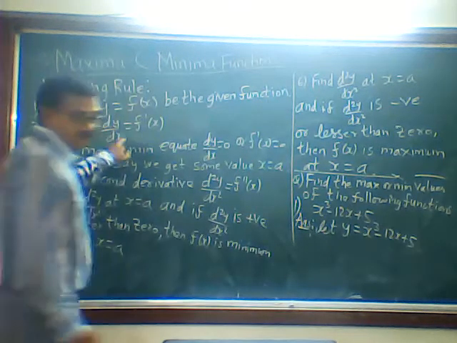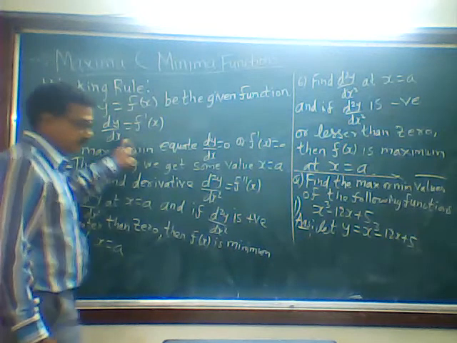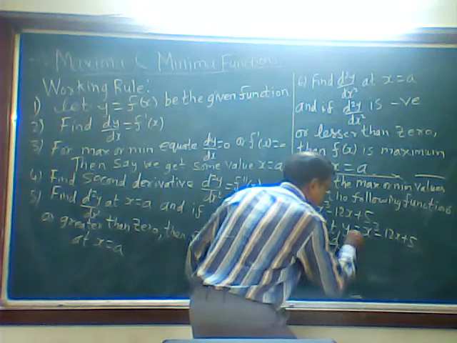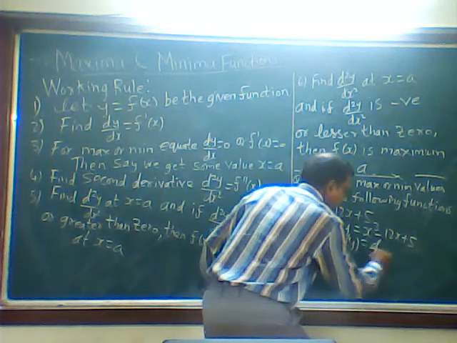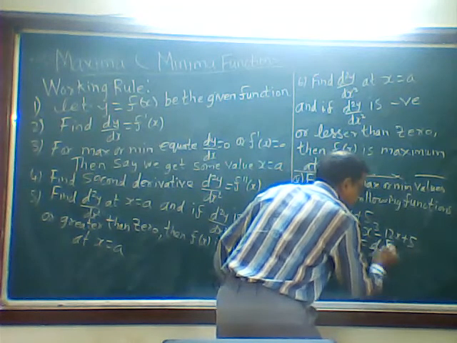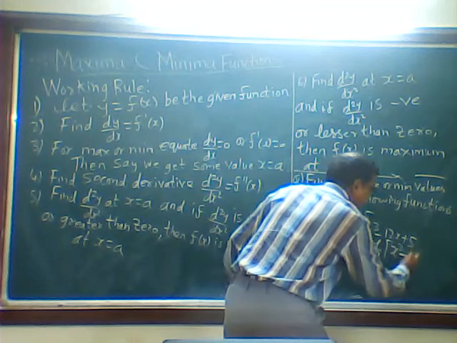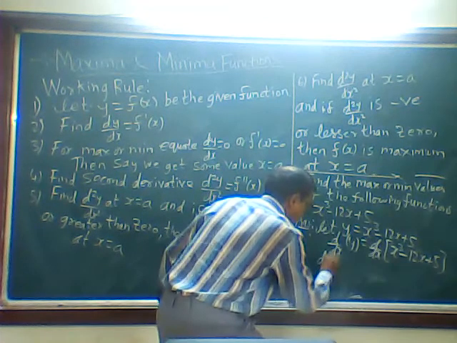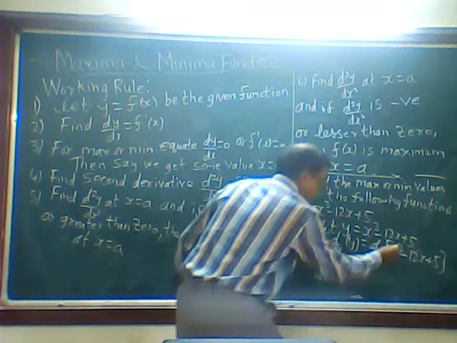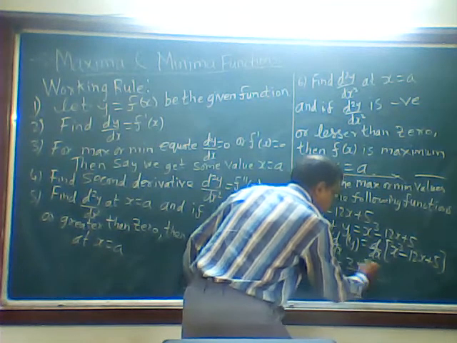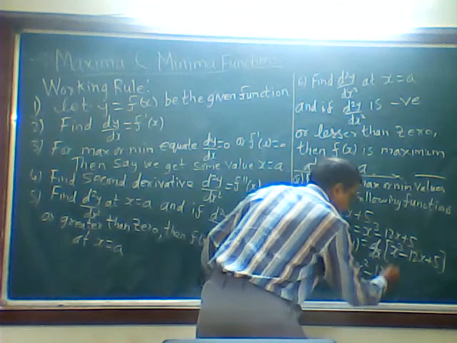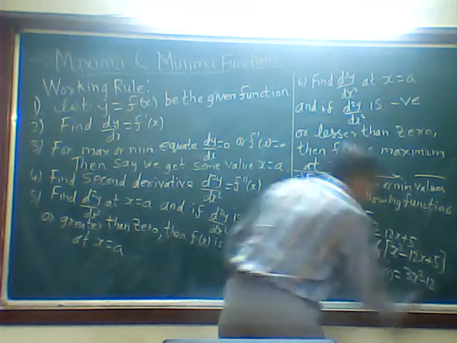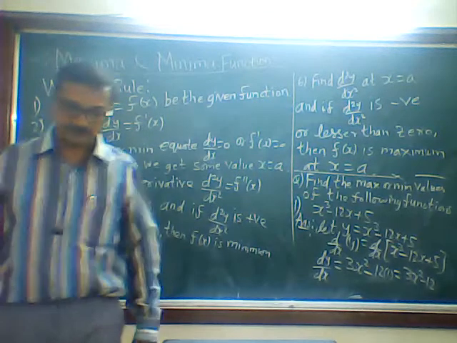Then second point, he has found dy by dx. We will apply d by dx on both the sides. Dy by dx is equal to x cube gives 3x square, minus 12 constant, x will become 1. So it is 3x square minus 12. We got 3x square minus 12.